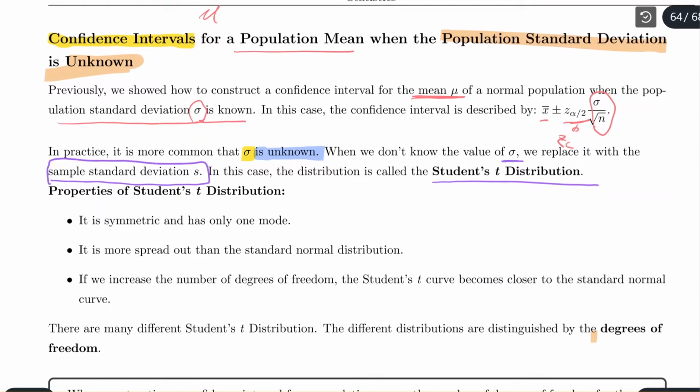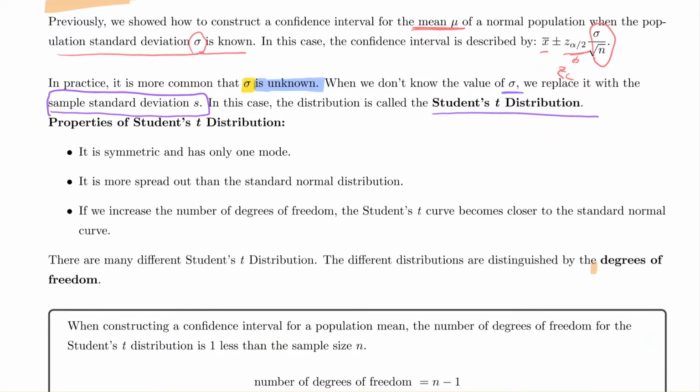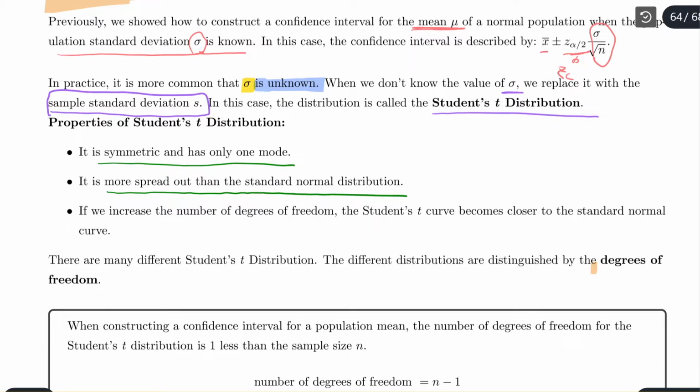So let's talk about what the student t distribution is. We're not using the normal distribution, we're using the student t distribution. It is symmetric and has only one mode. It is more spread out than the standard normal distribution. And if you increase the number of degrees of freedom, which we'll talk about in a second, you can think of this as increasing the sample size. Essentially, the student t curve becomes closer to the standard normal curve.